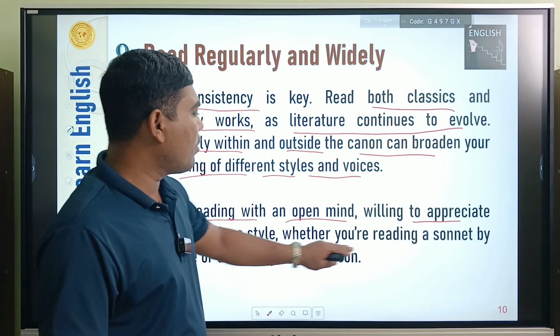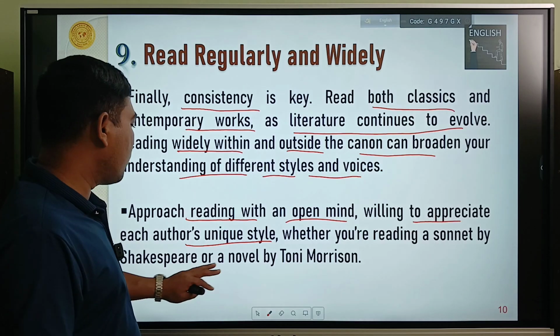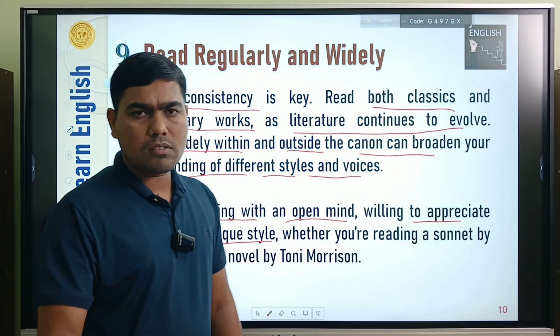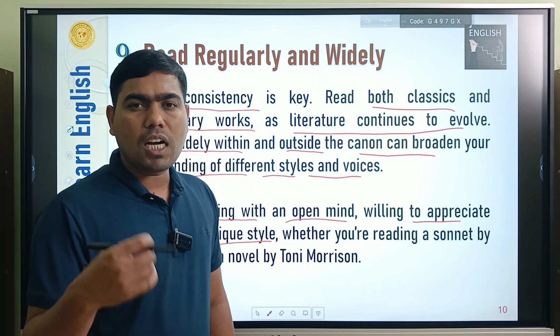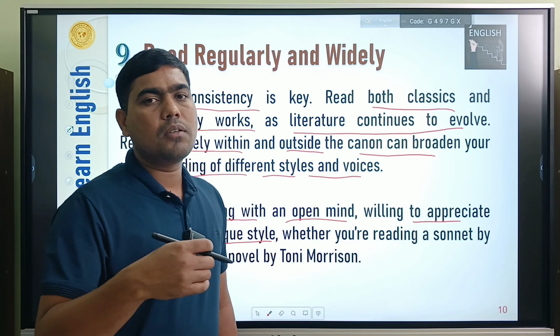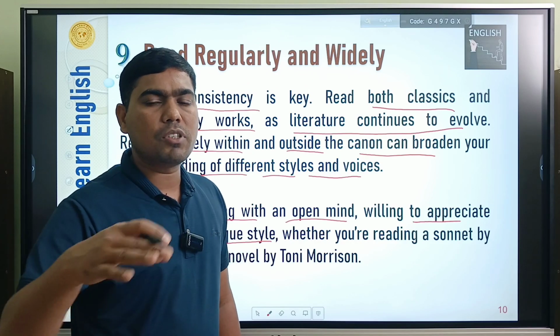Okay, so whether you are reading a sonnet by Shakespeare or a novel by Toni Morrison, whatever you read, just try to appreciate the writer, how he has been able to present a particular thought which may be applicable to contemporary society.